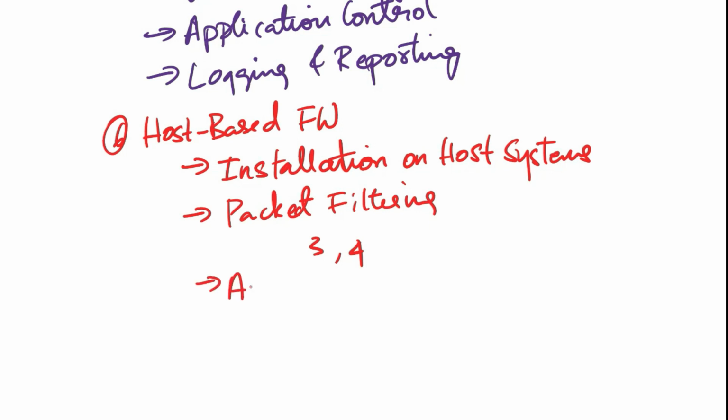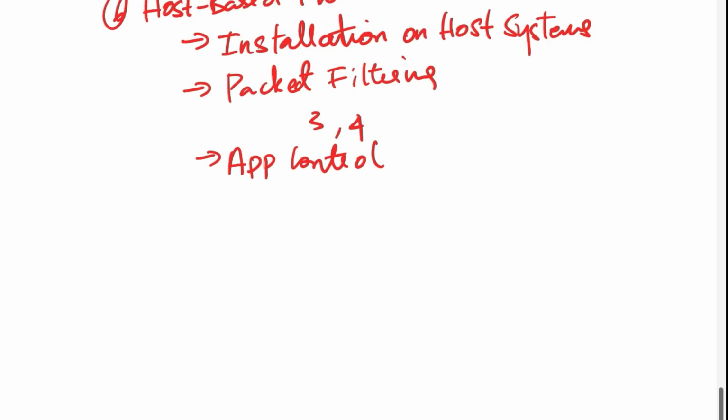Next characteristic is application control. In addition to packet filtering, host based firewalls can provide application level control. They can recognize specific applications or services running on the host and enforce access policies based on the applications themselves. This allows for granular control over which applications are allowed to access the network.